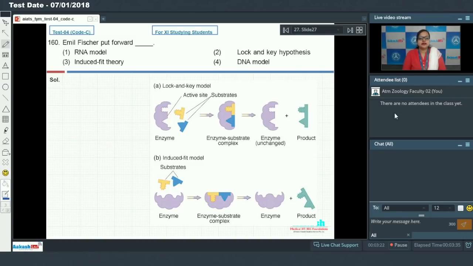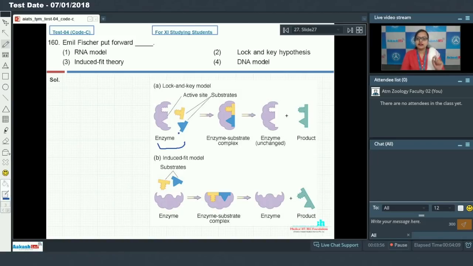Question 160 says Emil Fischer put forward. So you all know that Emil Fischer put forward one of the famous hypotheses to explain the mechanism of enzyme action, and he put forward lock and key hypothesis. As you can see in the diagram, according to the lock and key hypothesis, the active site of enzyme has geometrical shape complementary to that of the substrate, like a lock and key. As a result, the substrate can easily bind with the active site of enzyme.